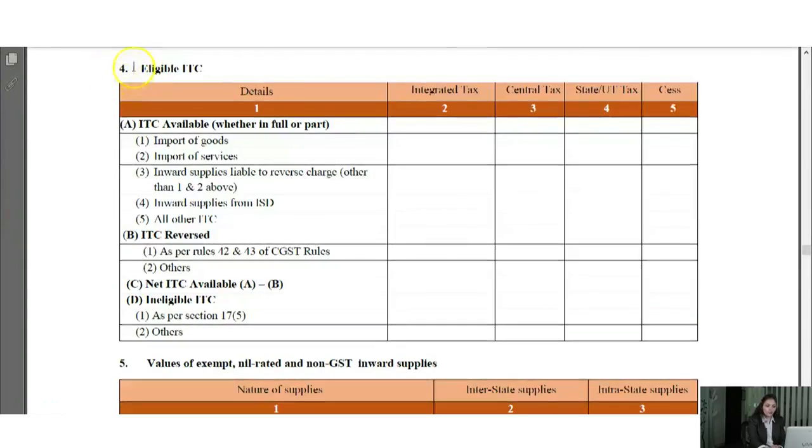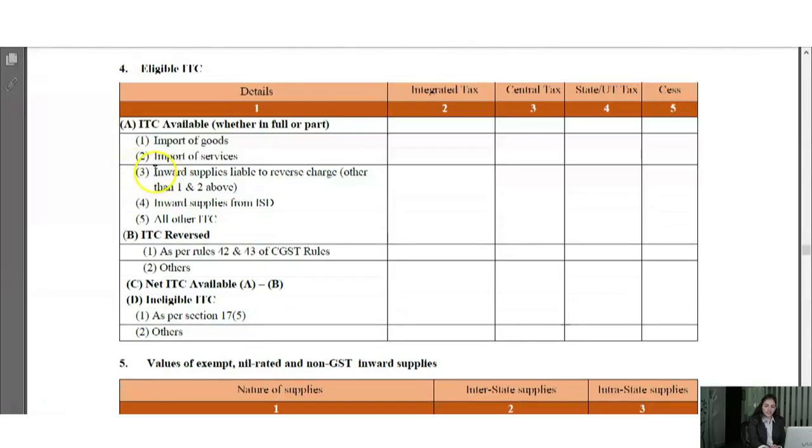Next, in point number 4, the user has to declare the details of eligible input tax credit of IGST, CGST, SGST and cess in column number 2, 3, 4 and 5 respectively. In part A, the user has to mention the ITC available in respect of import of goods, import of services. Since imports are treated as interstate supplies, therefore, the credit of IGST would be available and cess, if any, applicable to the goods you have imported.